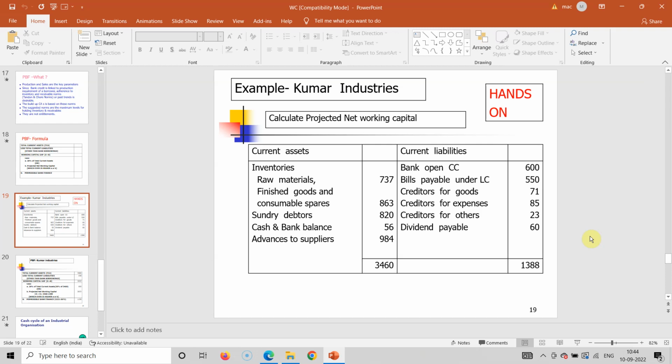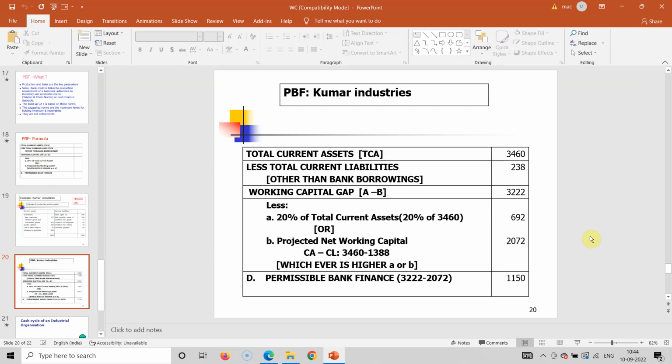So 3460 minus 1388 will give you the working capital gap, the total current assets minus current liabilities. So this is how you can calculate the formula, right? 1150, permissible bank finance. So this is the total of current working capital, that is 3222, minus 20% of total current assets or projected net working capital, whichever is higher. So 2072 is the one. You subtract 3222 from 2072, you get 1150.